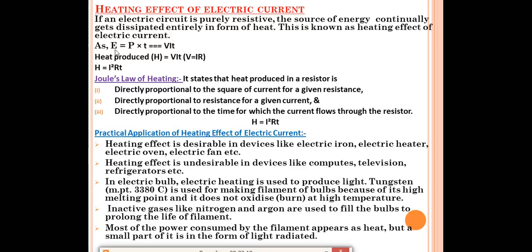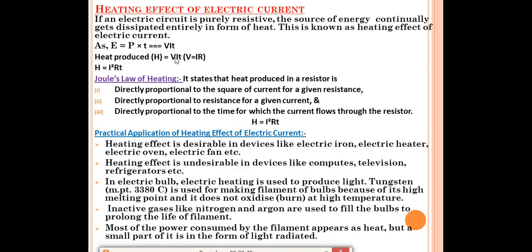E, we can write, energy is equal to power into time, right? E is for energy, equals P into T. P we can write as VI. P is power, so E equals V into I into T. Heat produced, heat is also a form of energy. We can write H in place of E. H equals VIT. We can replace E with H, and we can write this formula H equals VIT. We know that V is equal to IR.